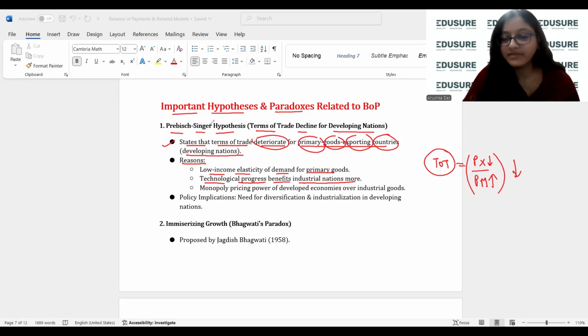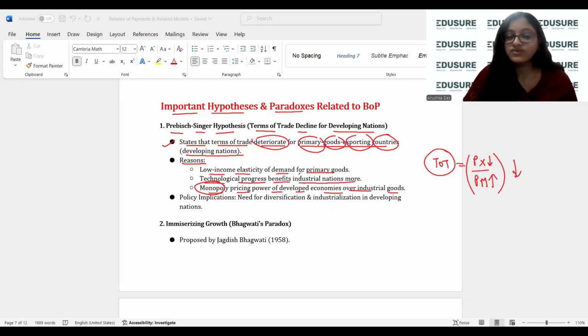That is what is said by Prebisch-Singer. And the third thing is the monopoly pricing power of developed nations over the industrial goods. Again, if you are selling a high value final product, then you will have some sort of monopoly power. If you are the sole producer of some final product, then you will set the price according to your expectations. You are the sole price setter. You will become a monopolist or oligopolist in the world economy.